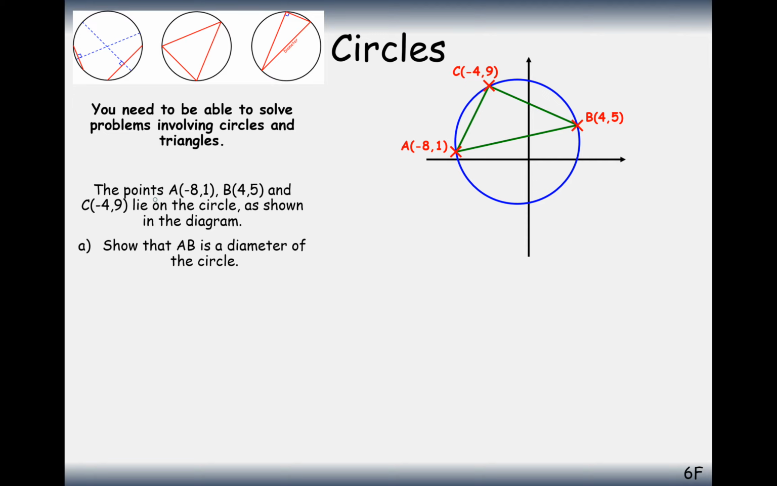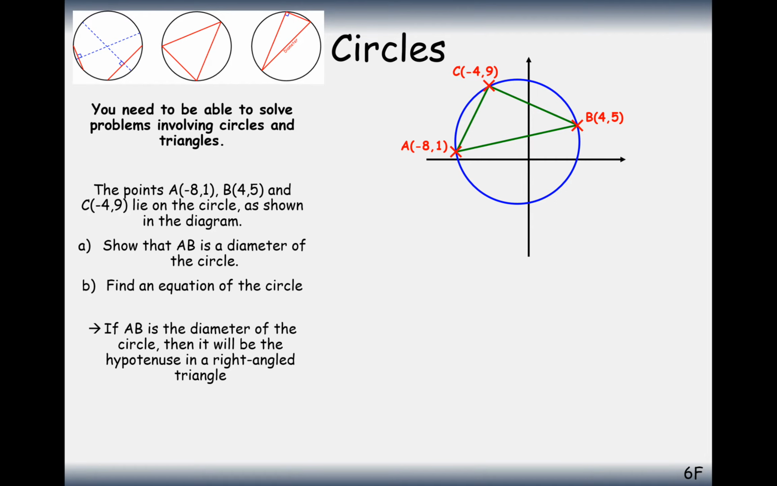We have three coordinates that form a triangle inside a circle, and we want to prove that AB is the diameter of the circle, and then find the equation of the circle. So to prove that this is the diameter of a circle, we could also prove that this triangle here to here is a right-angled triangle, and if it is a right-angled triangle, then this must be the diameter.